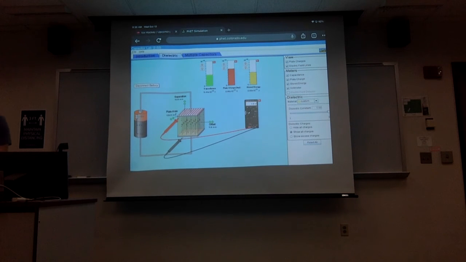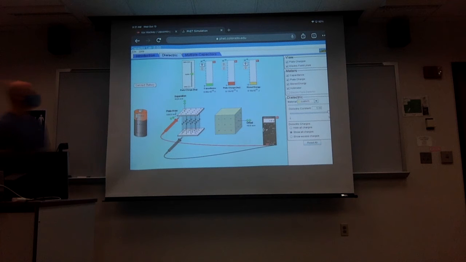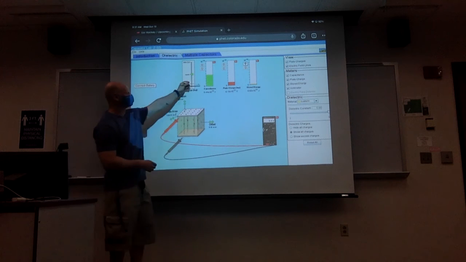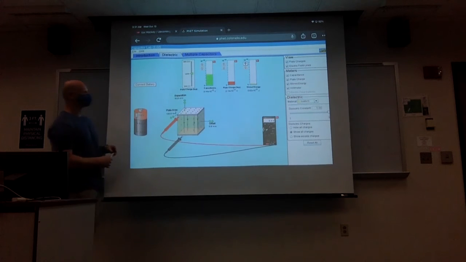Now, let's do the same thing, but I'm going to disconnect the battery. So here's my disconnected battery. Again, let's look at what happens in this case. As I start to move this guy in, you can see the charges realign themselves. You can see the dipoles creating on the inside. And what's happening now is the capacitance is still increasing. That is still true. But the charge stays exactly the same.